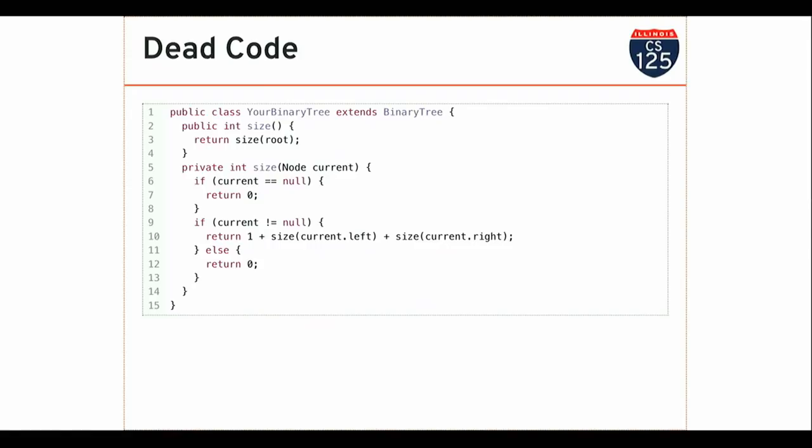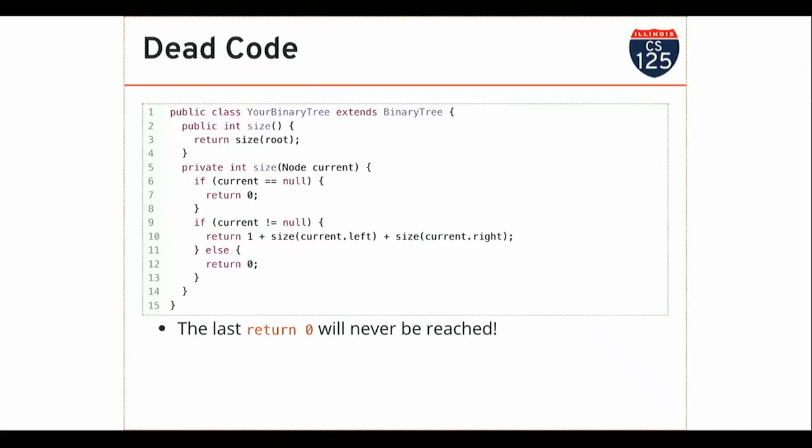Because I've already checked whether current is null, and I've already returned if it is. So this whole statement is actually unnecessary, right? This line down here will never be executed. If current was null, the function's already returned, so there's no way for it to enter that branch of the else statement. Dead code. If you submit things with dead code, you won't get that 1 point for being perfect.